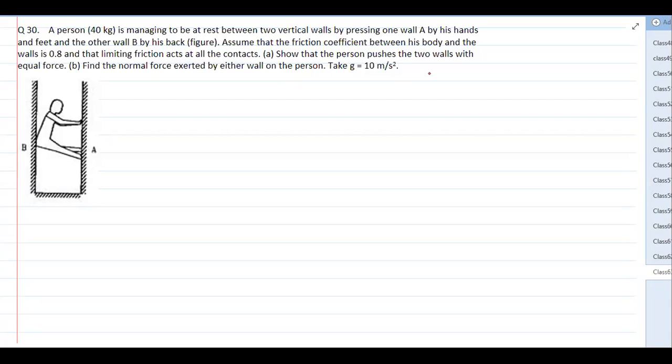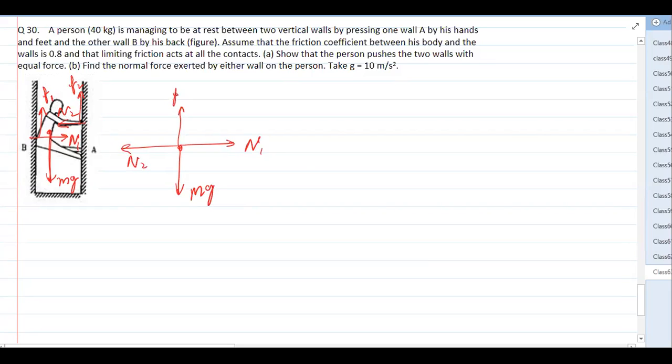So first, what are the different forces acting on the person? Free body diagram. First, mg is acting. Then there will be a normal force from here and a normal force from here, so N1 and N2, and there will be friction force. Friction from here, suppose F1, and then F2 from this side. So the forces are mg, N1, N2, friction F1, and friction F2. Okay, so these are the forces.